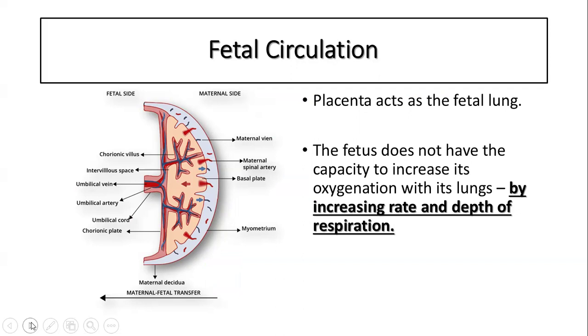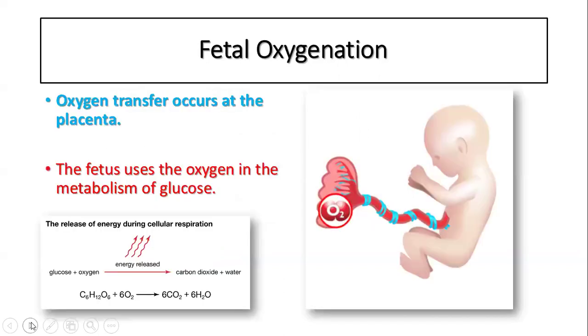When the adult is hypoxic, it can increase its rate of breathing. The adult can breathe faster and can breathe deeper to increase its oxygen. The fetus does not have that capacity, and the fetus does not control blood flow to the placenta. So the fetus has to adapt differently to be able to survive in its environment.